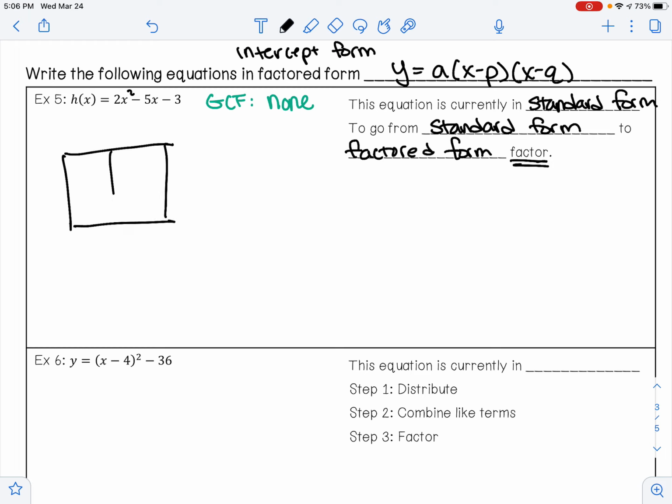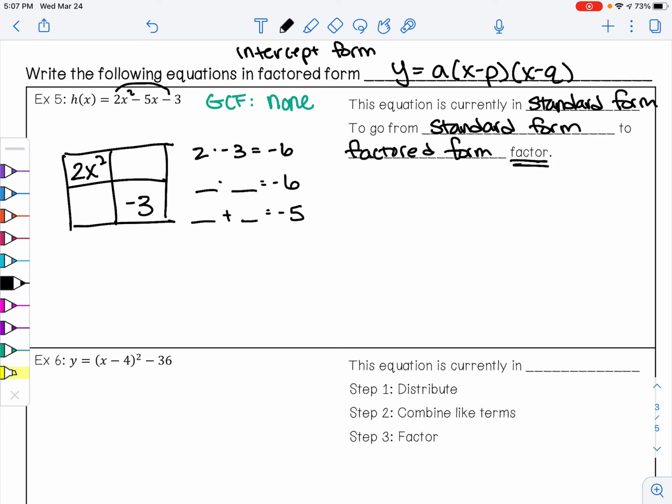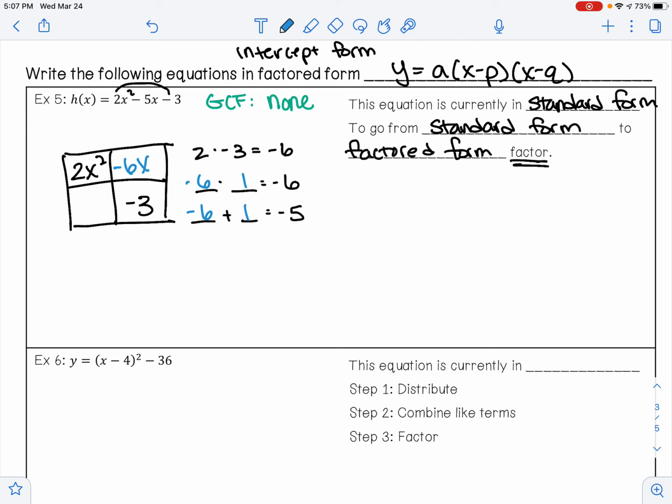To use the area model for factoring, you put your first term in your first box and your last term in your last box. You always need to multiply your first number by your last number. 2 times negative 3 is negative 6. So I'm looking for factors of negative 6 that add to my middle term of negative 5. Those two numbers are negative 6 and positive 1. Those are going to be the numbers that go in the empty spaces of my area model.